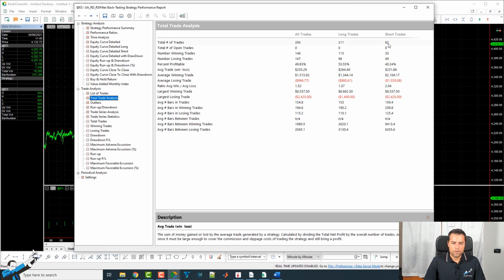Obviously, there are fewer short trades, and the reason is simply that there are much fewer cases in which the close, so the price, is less than the slow moving average, which is the 200 period moving average.